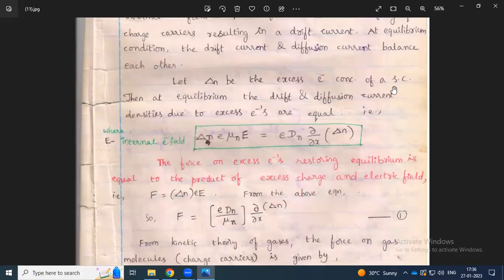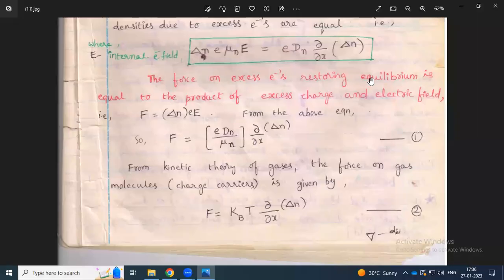Let delta n be the excess electron concentration of a semiconductor. Then at equilibrium, the drift and diffusion current densities due to excess electrons are equal. That is, instead of writing n e mu n E, we are writing delta n, where delta represents excess electron concentration. So, delta n e mu n E is equal to e Dn dou by dou x of delta n.